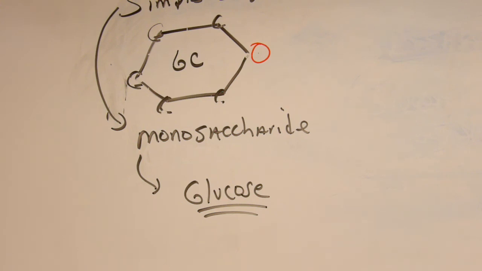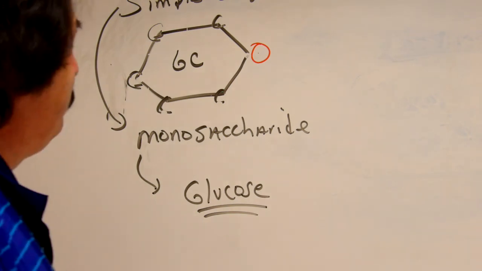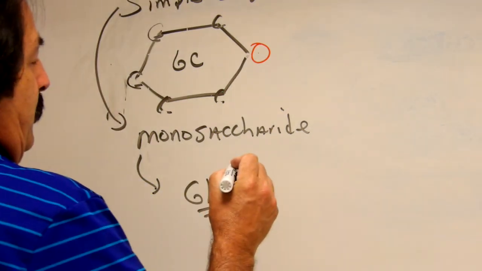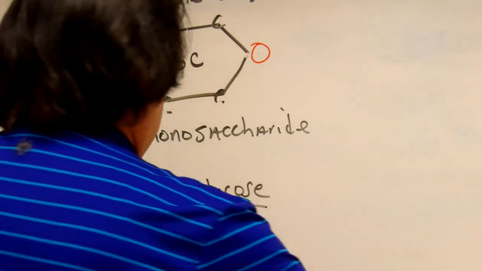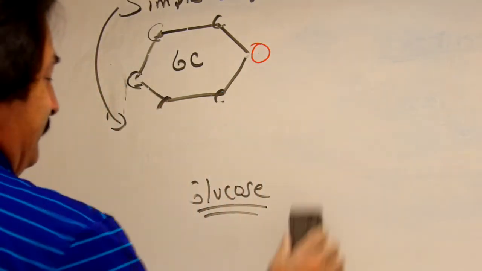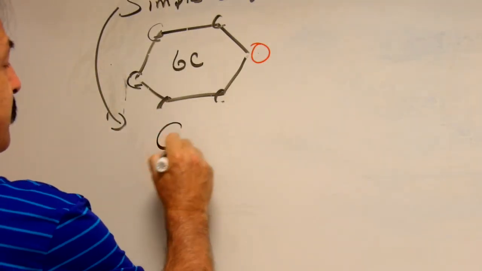Back over to the board. I should put everything over here. Oh well, I'll remember next time. So I'll put glucose over there. All right. Let me erase my monosaccharide. Let me put glucose right here.